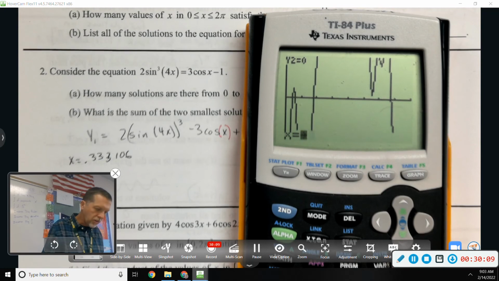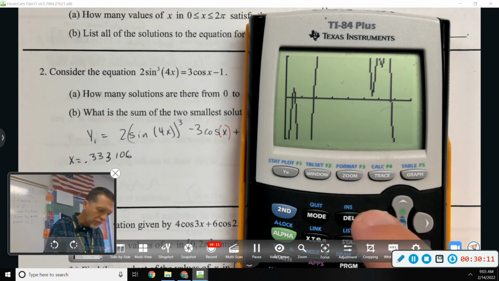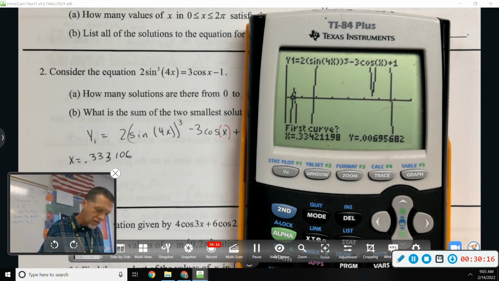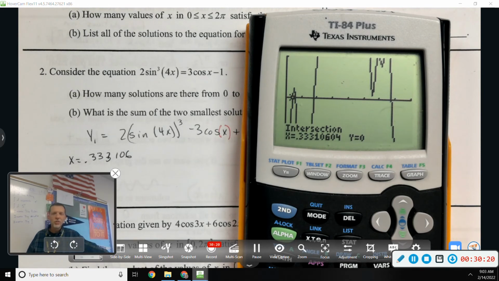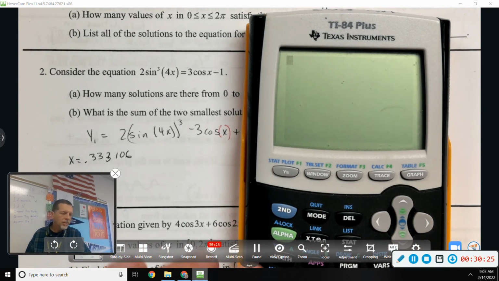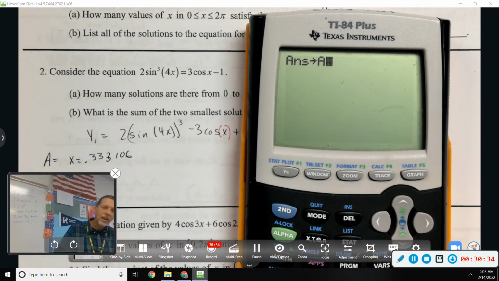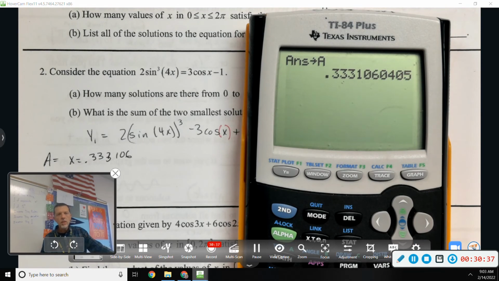Oops, can't do it there. Uh-oh, I messed it up. Now I got to go back and do second calc, intersect. In fact, the direction said go to the home screen. So clear, quit, and then I want to store, and I'm going to call it A just because that's the first, so alpha A. And now in the calculator, it knows that A is 0.33, and I don't have to write all those decimals down.